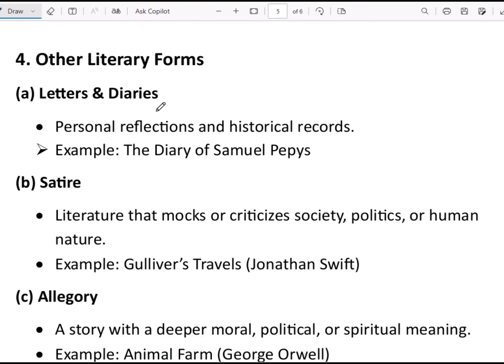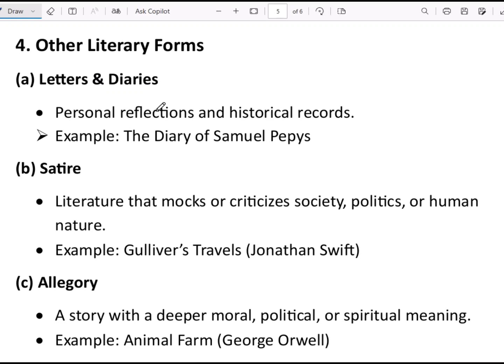Now, there are some other literary forms as well. For example, there are letters and diaries, which express our personal reflection and historical records. Suppose whatever I am feeling in a day, I write in my diary. So that becomes a personal reflection, and some historical records can also be written in diaries. For example, the diary of Samuel Pepys. He invented this form of diary.